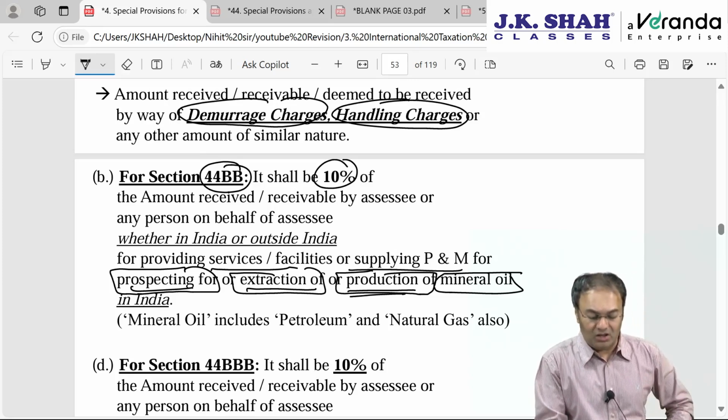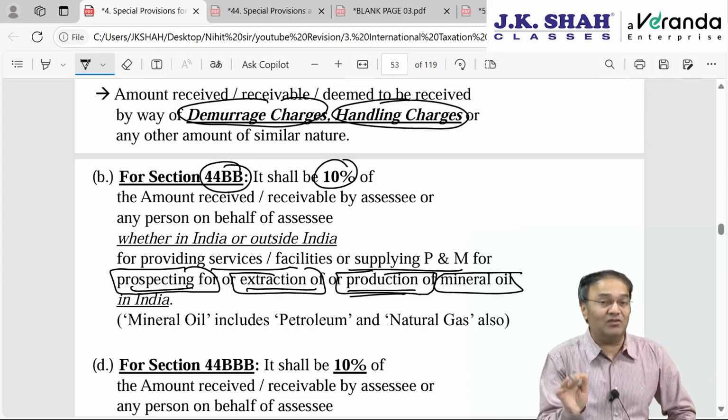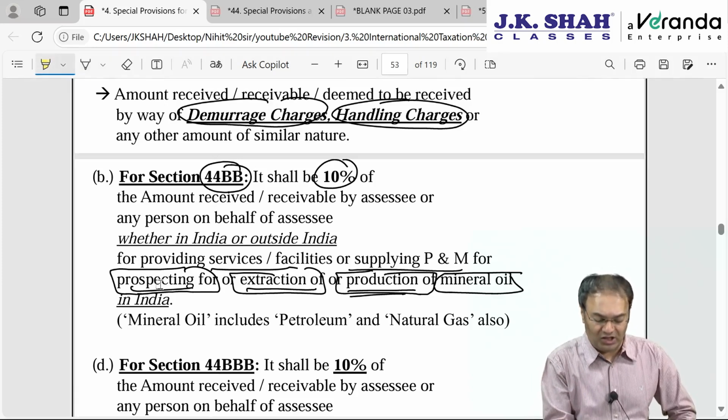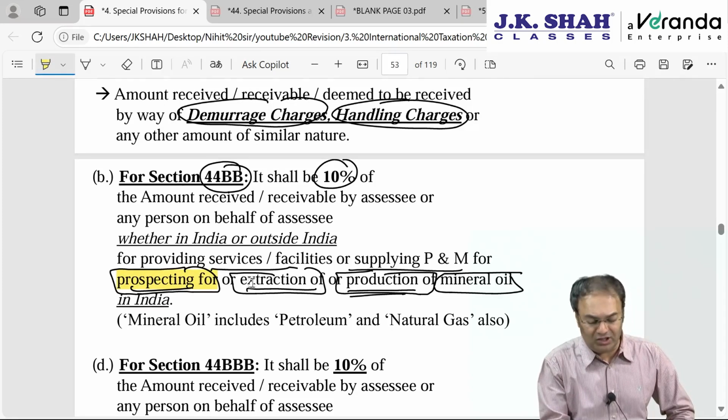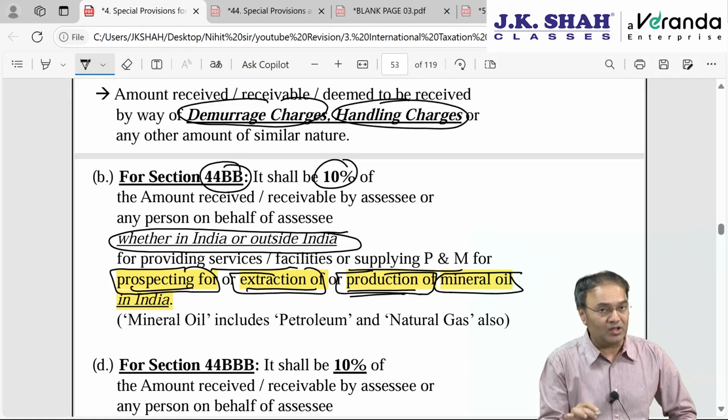So here what should be in India? The place of receipt should be in India, or ultimately, irrespective of the place of receipt, the activity which we talked about here should be in India. Either prospecting of mineral oil should be in India, or extraction of mineral oil should be in India, or production of mineral oil should be in India. Place of receipt is immaterial, whether received in India or outside India.